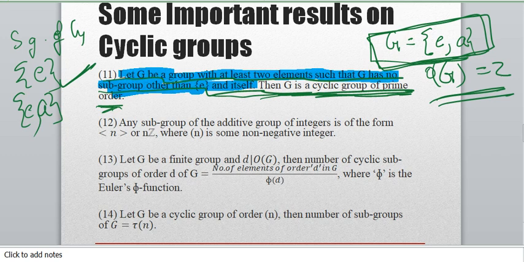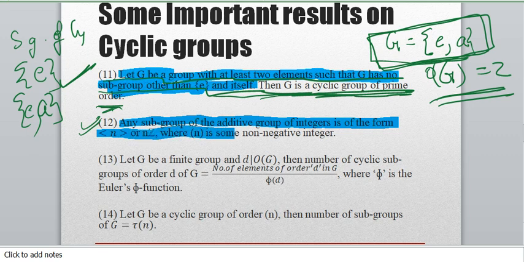Let's move on to the 12th point. What does the 12th point say? Any subgroup of the additive group of integers is of the form nZ, where n is some non-negative integer. It says any subgroup of the additive group of integers. How do we denote the additive group of integers? Z under addition. From here you will get many subgroups.